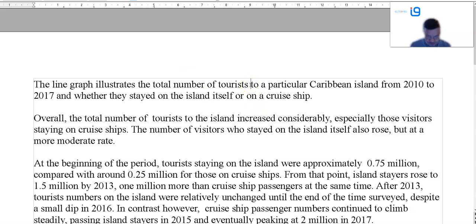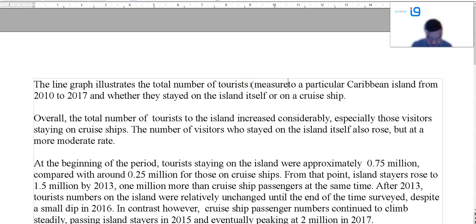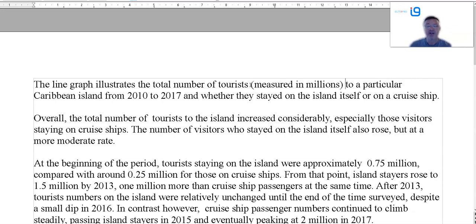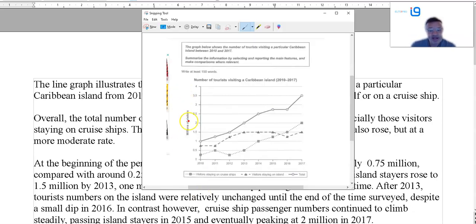Actually, I could even add this, and I ought to have done. So, the more data you can put in your introduction and overview, the better. So, what's on the x-axis? What's on the y-axis? So, measured in millions of visitors from 2010 to 2017. You've got the total number of tourists, those who stayed on a ship and those who stayed on the island.